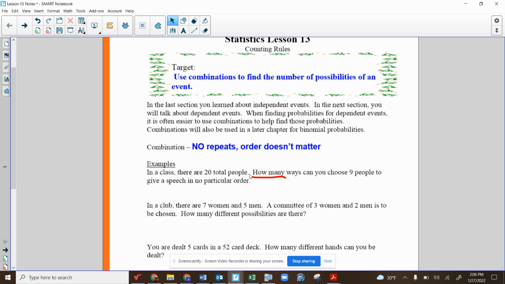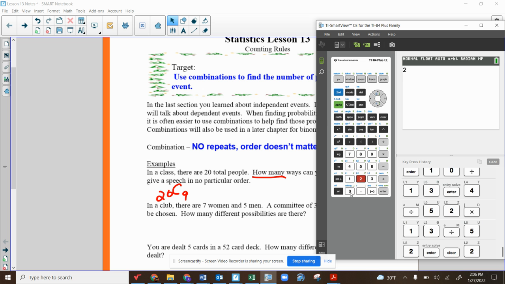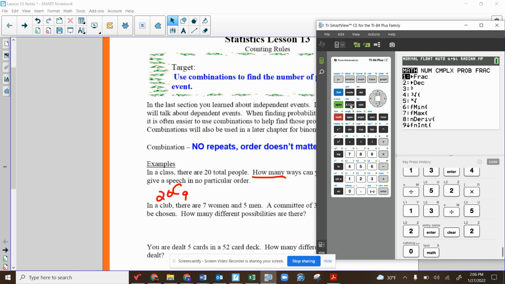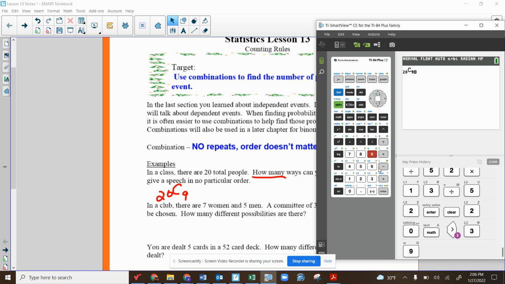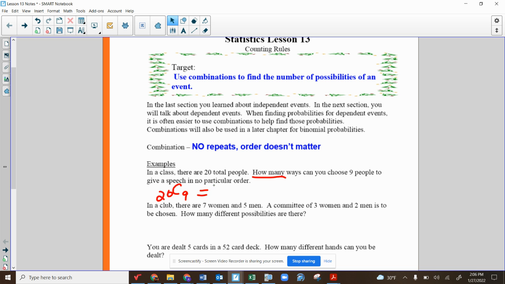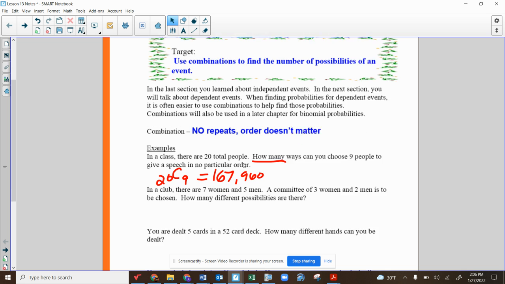All right, so in a class there are 20 total people. How many ways can you choose 9 people to give a speech in no particular order? So you have 20 people to choose from. You're picking 9 of them. So in the calculator, you type in the first number, you go over to math, you arrow over to probability. We are doing combinations, so that's number 3. And then you type in the second number. So 167,960. And that's what you'll do for each one of these.